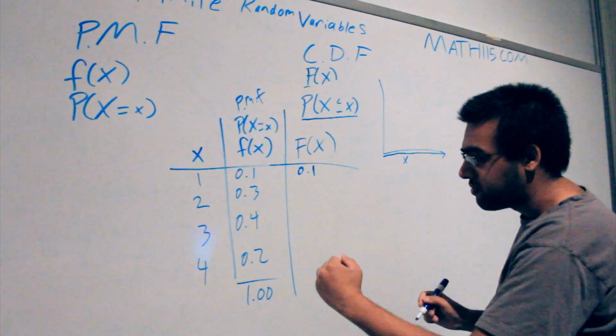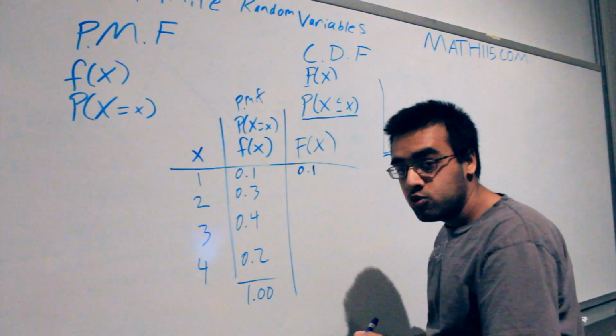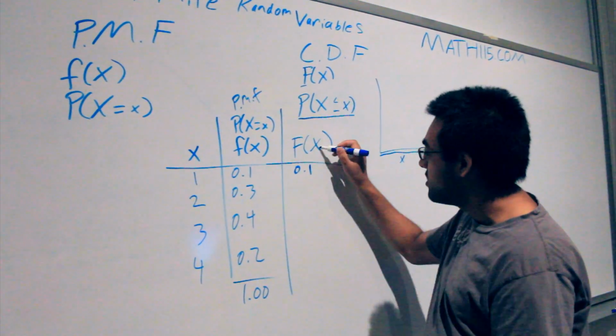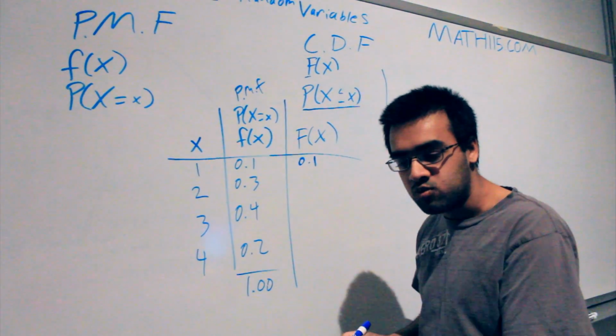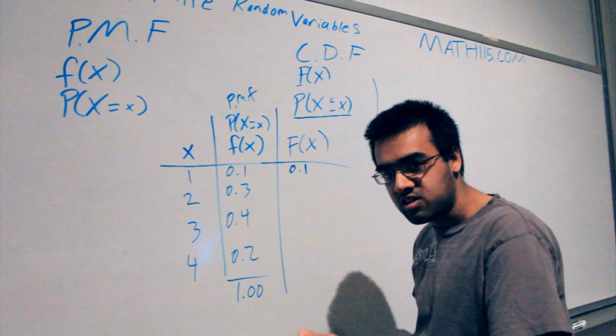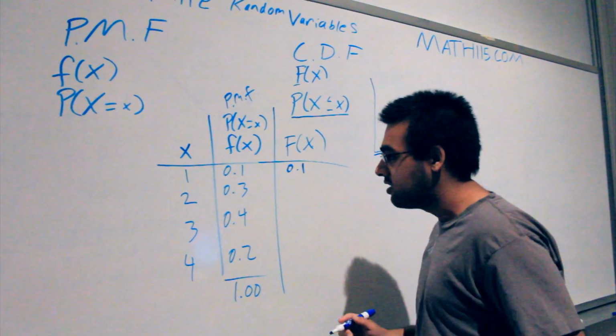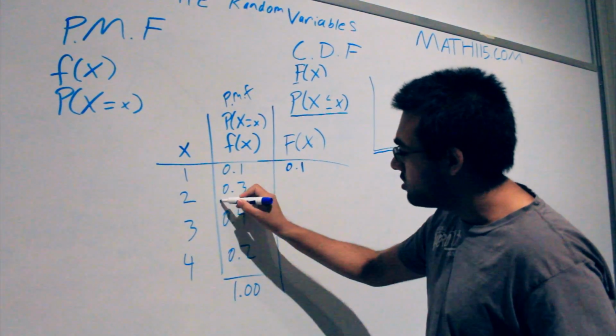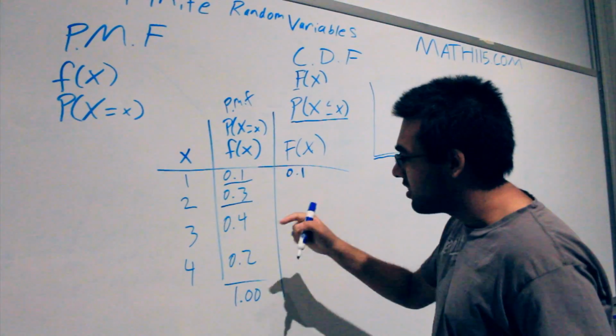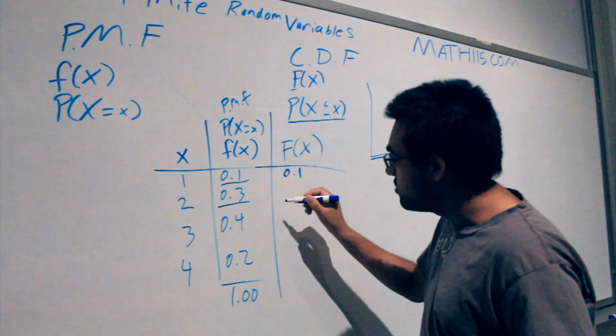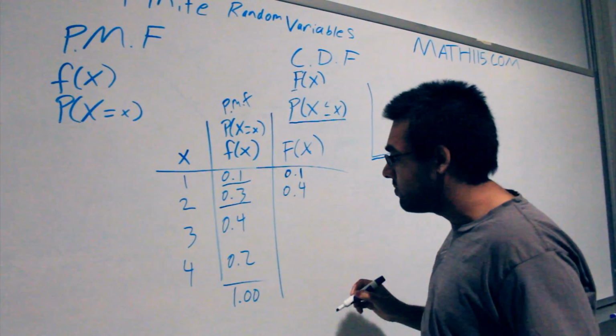So now let's get to the hard part. The probability of 2 or less. That's what this means. When you say the CDF of 2, what you're really saying is the probability of 2 or less. So here's 2, but this is also less than 2. So you're going to add these two together, and you get 0.4.